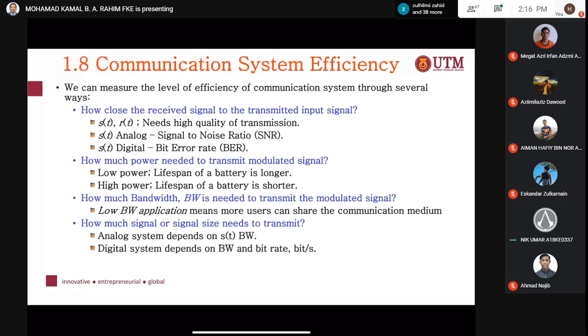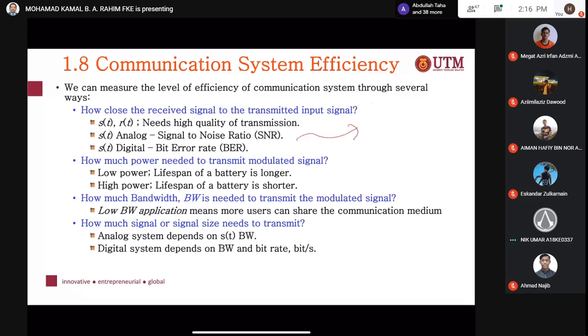Okay, how close is the communication efficiency? We can measure the level of efficiency of a communication system through several ways. How close is the output signal to the transmitted input signal? We need a high quality of transmission. For analog, of course, we usually measure in terms of the signal to noise ratio.